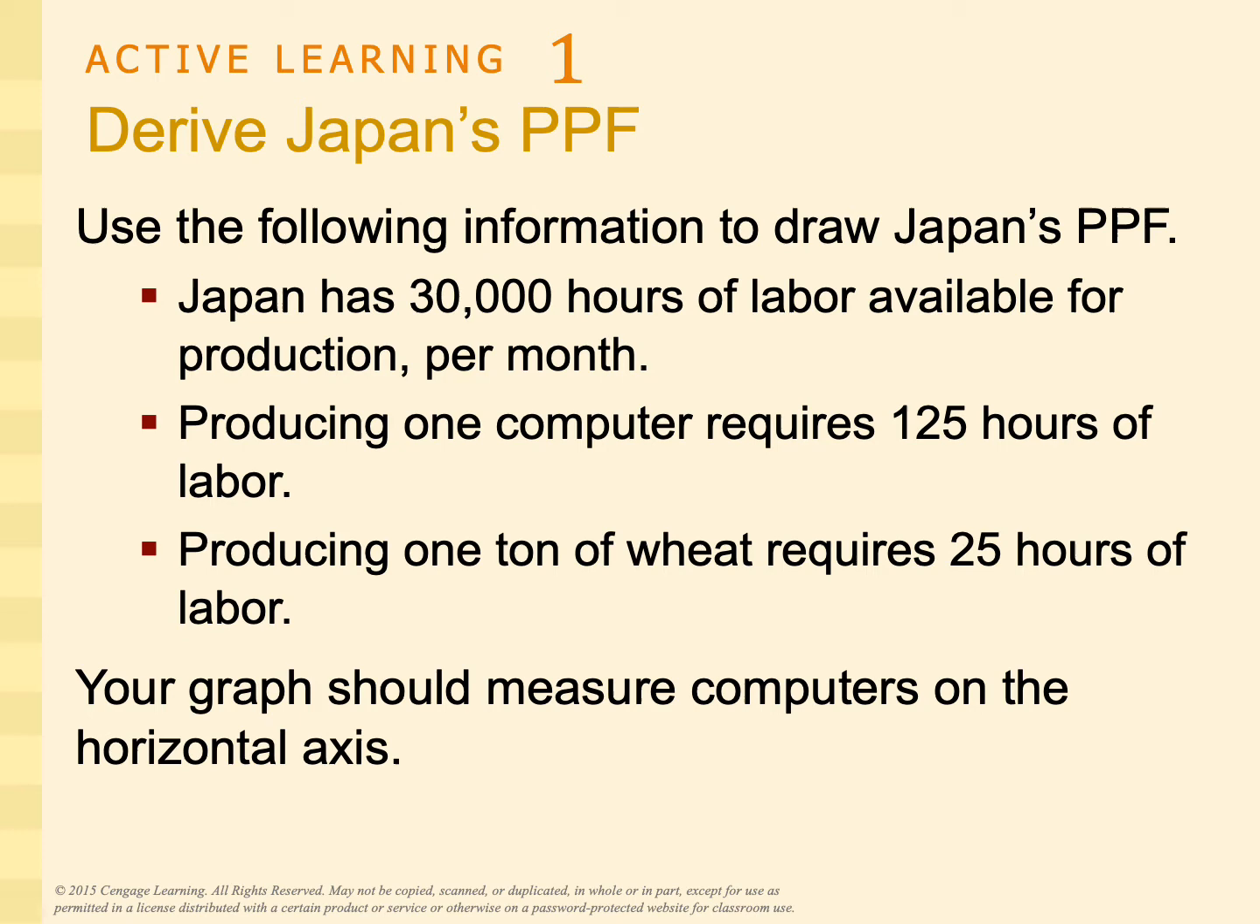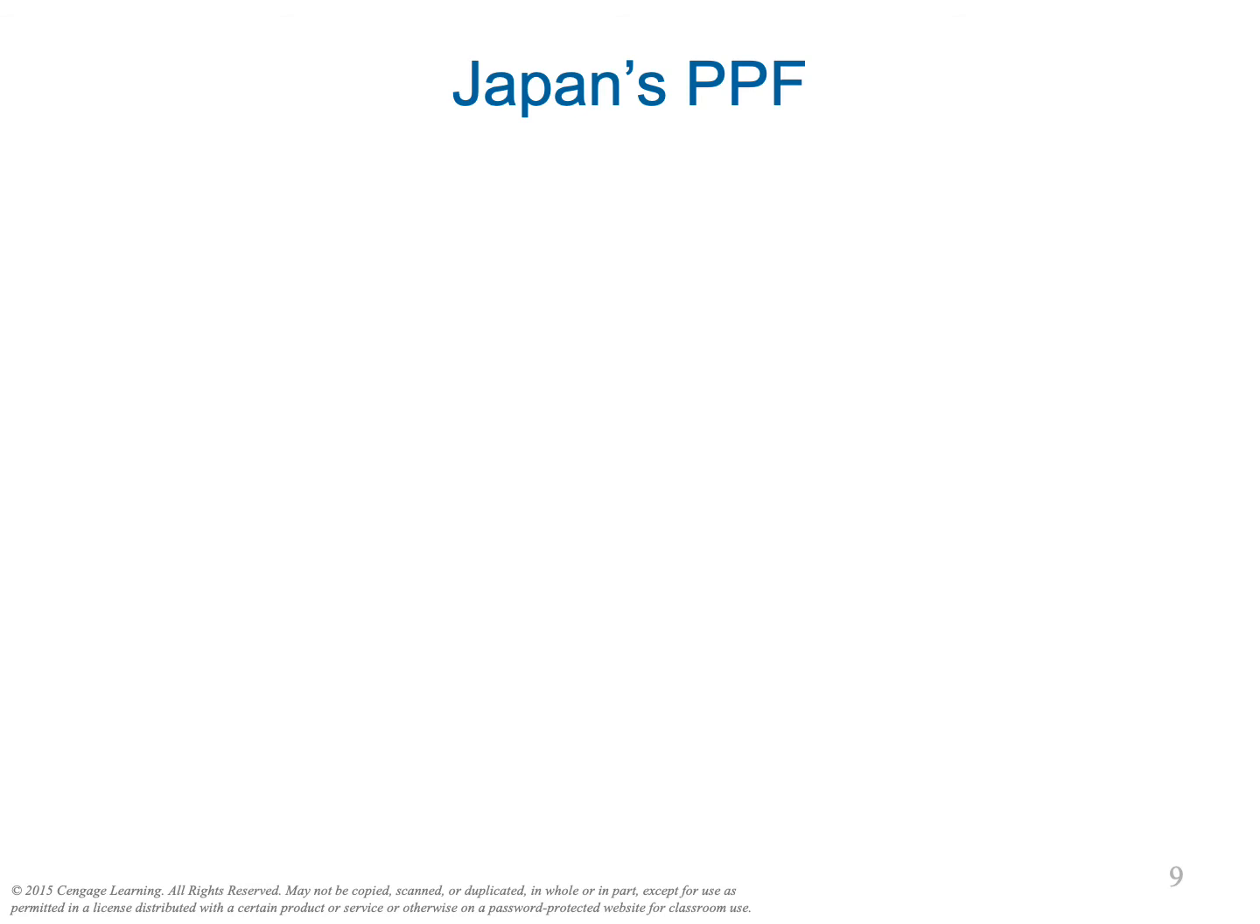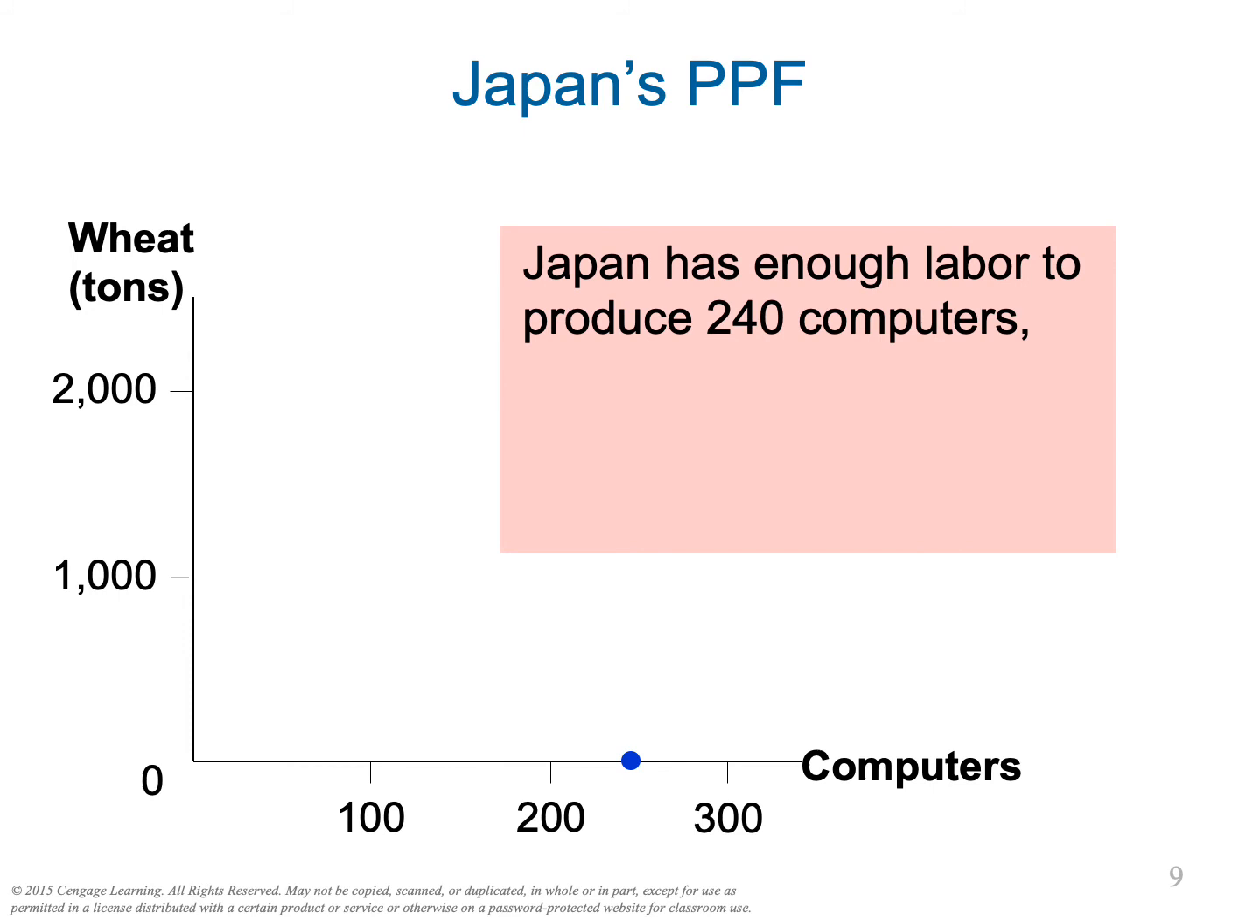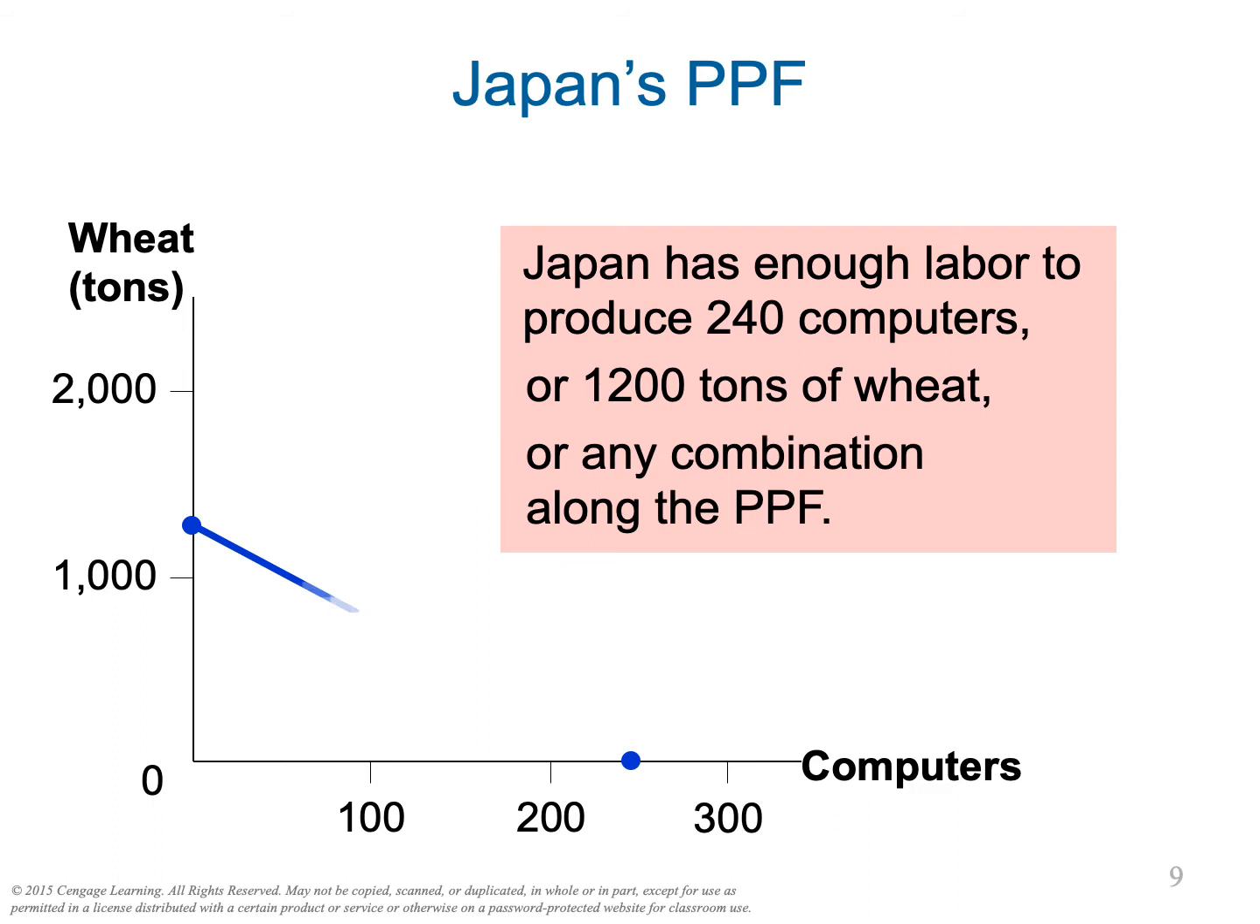All right, so let's go ahead and see what Japan's PPF looks like, given the information from the previous slide. So if Japan used all of its labor, it could make 240 computers, or it could make 1,200 tons of wheat, or anything in between, any combination in between along the PPF. So that's what it should look like. Hopefully yours looks identical to this. If not, maybe try and get some more practice using either the homeworks or just making up some numbers for yourself and practicing that way.